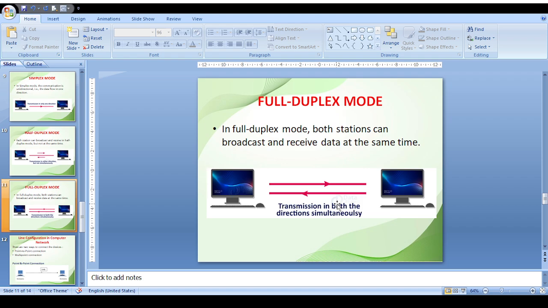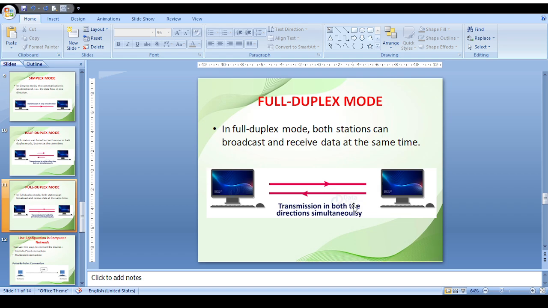For example, imagine people talking in a phone call, where both parties can speak and hear each other at the same time. So this is an example of full duplex mode.